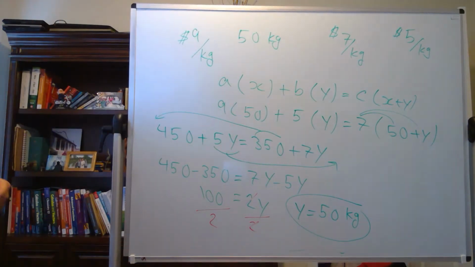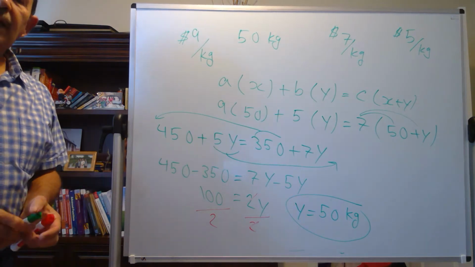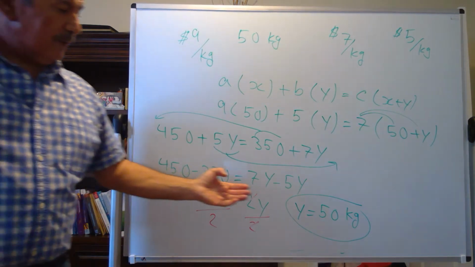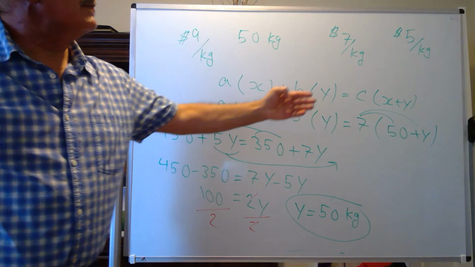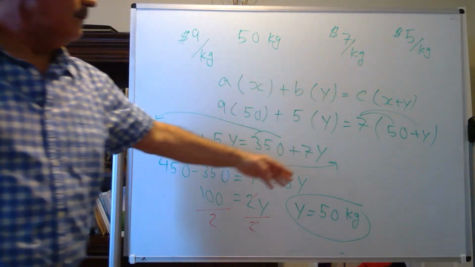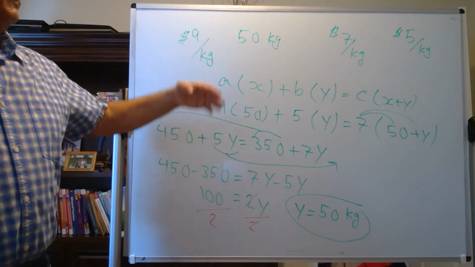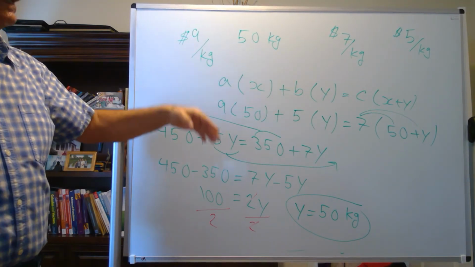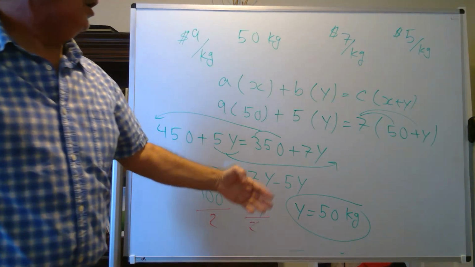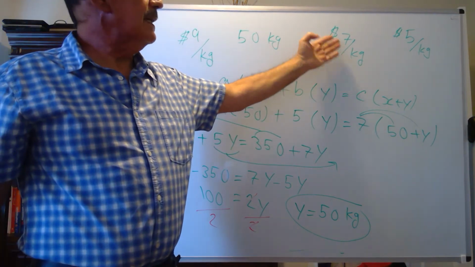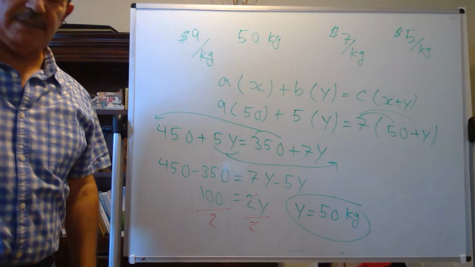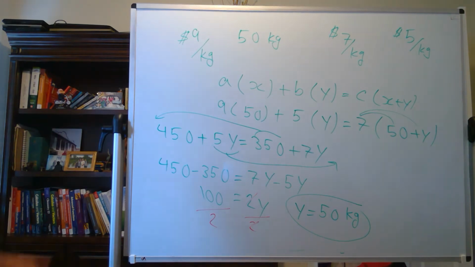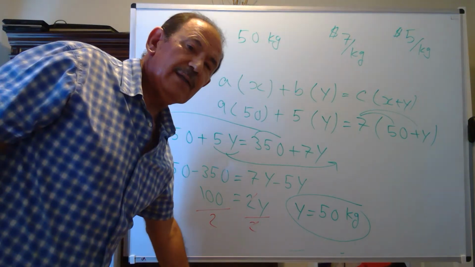Okay, so this is the other example. I should mix 50 kilograms of this $5 per kilogram with my own 50 kilograms, which is $9 per kilogram, and as a result I will have 100 kilograms, and I can sell it at $7 per kilogram. Okay, let's do one more example and we are done for this one.